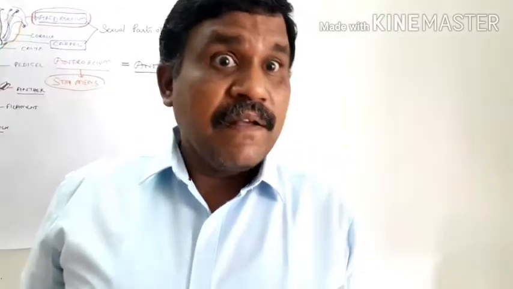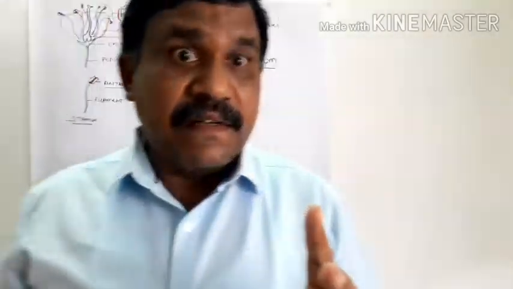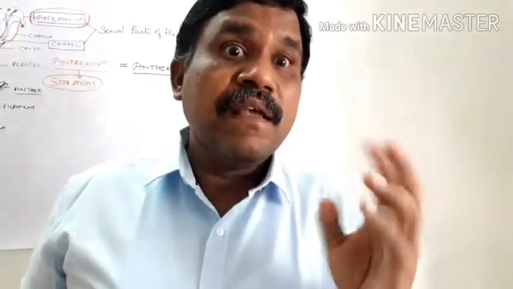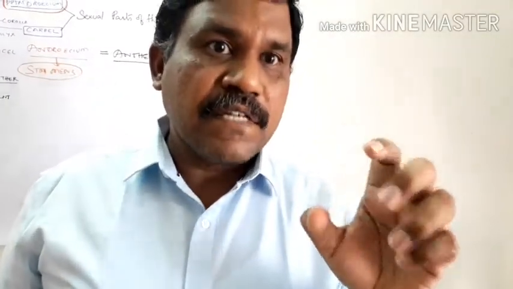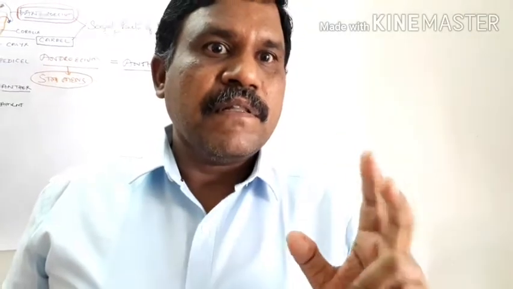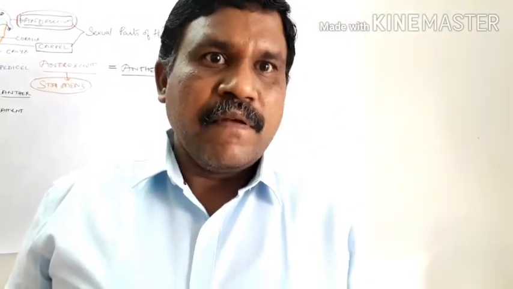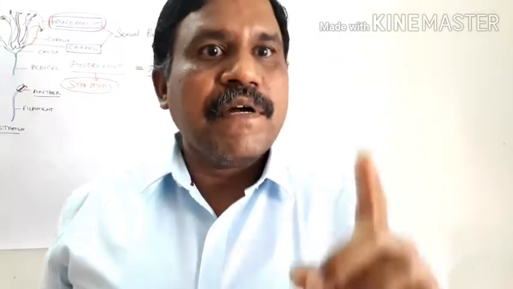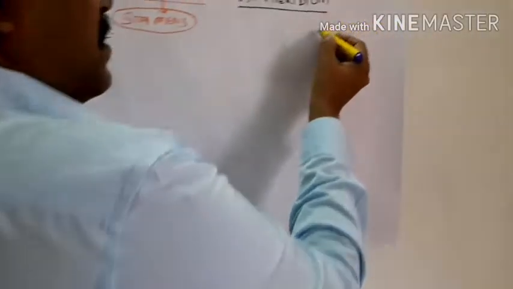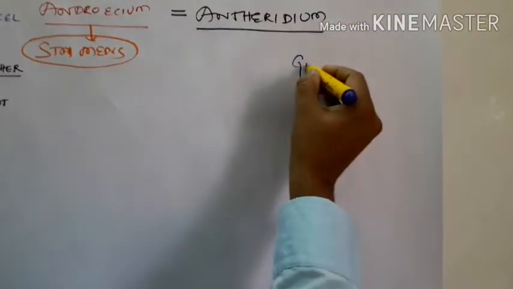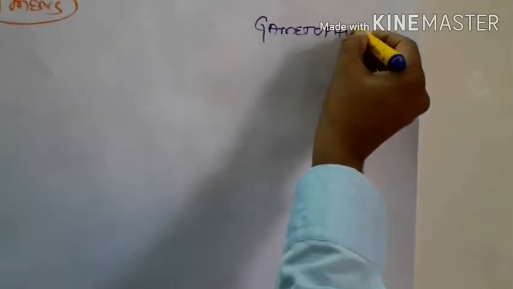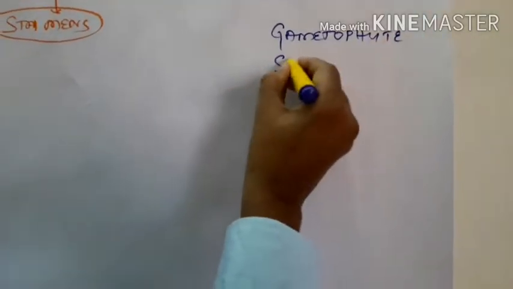Do you remember that? So you remember that in plants such as algae, bryophytes, pteridophytes or gymnosperms, there are two phases in the plant body. What are they? Gametophyte and sporophyte. Do you remember that? Gametophyte and sporophyte. So let me write it here, the two phases. One is the gametophyte, another is the sporophyte.